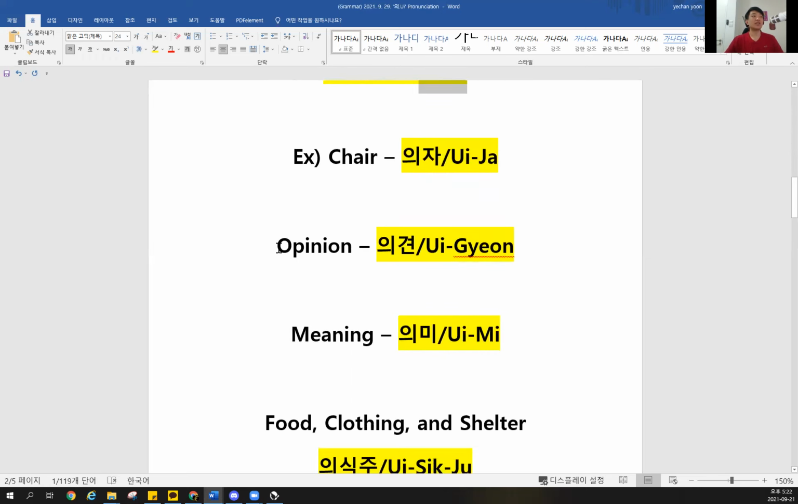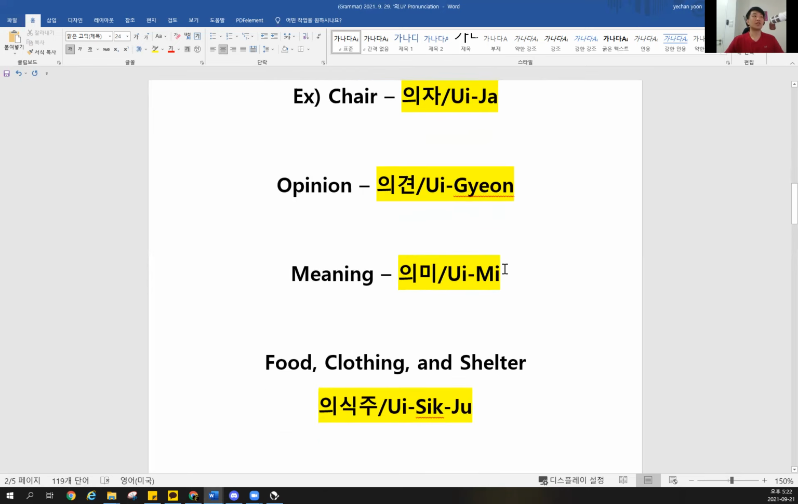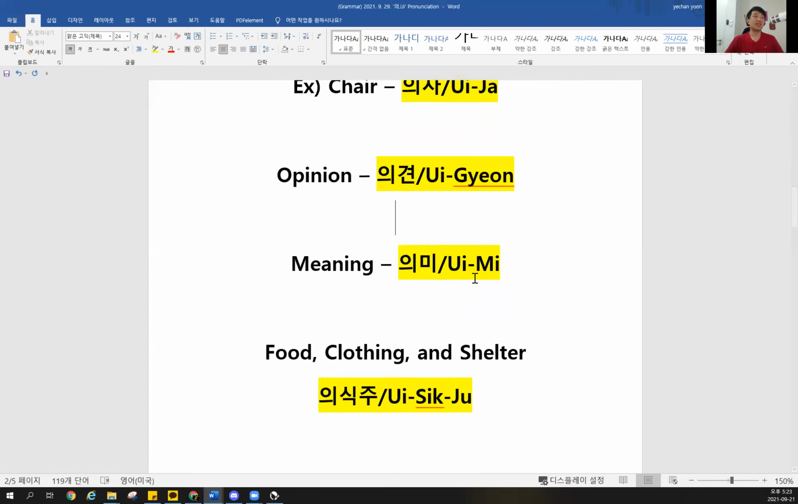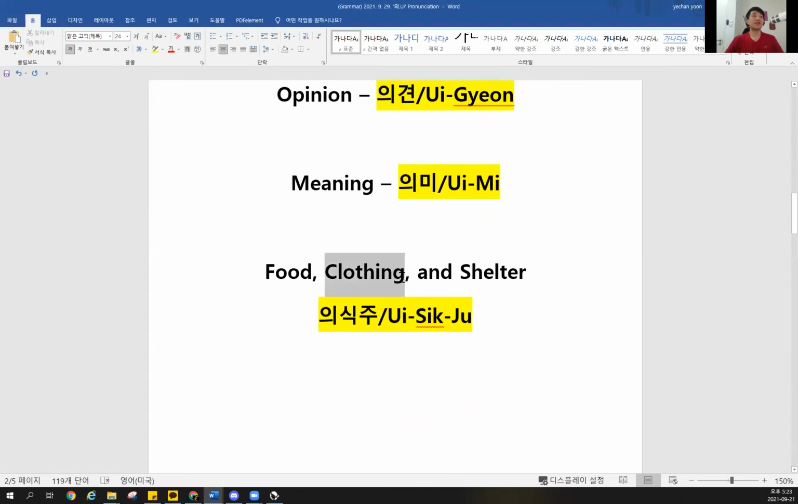How about another one? Opinion, how can you say it? 의견. This is also the first letter of the word, so it's going to be pronounced as 의견. All right, next one, meaning, how can you say it? 의미, 의미.